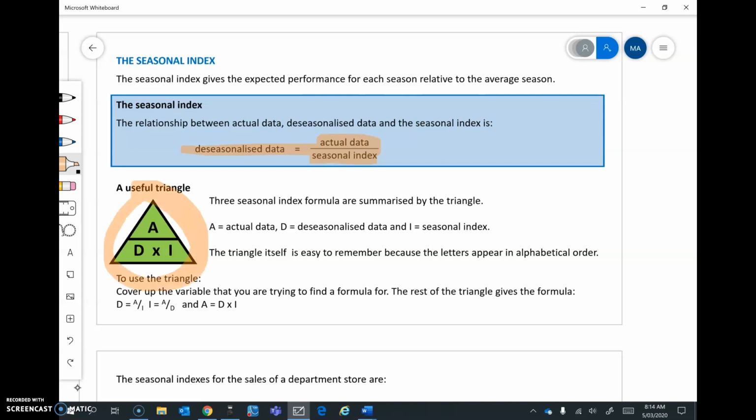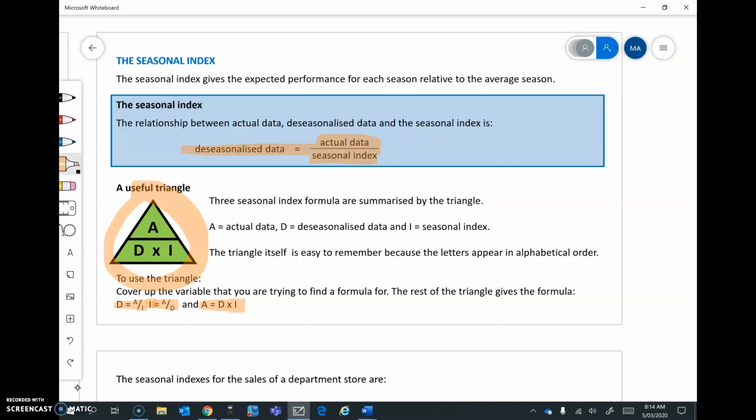Of course you wouldn't get access to that during a test, but with a bit of practice you'll understand how to rearrange this equation to get these forms of the equation down there. So we need to be able to move between those three within this three variable equation. I'm sure that it's something that you'll be able to get your head around.